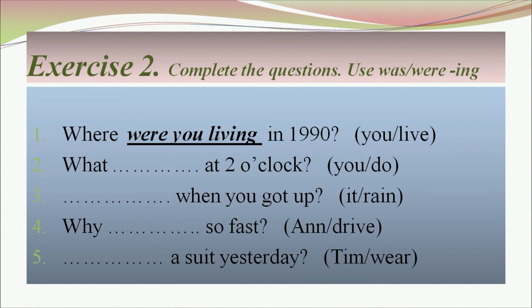Exercise 2. Complete the questions. Use was and were plus ing. Where were you living in 1919? What were you doing at 2 o'clock? It will be were, right? What were you doing at 2 o'clock? It's a question, so was or were will be at the beginning of the sentence, right?